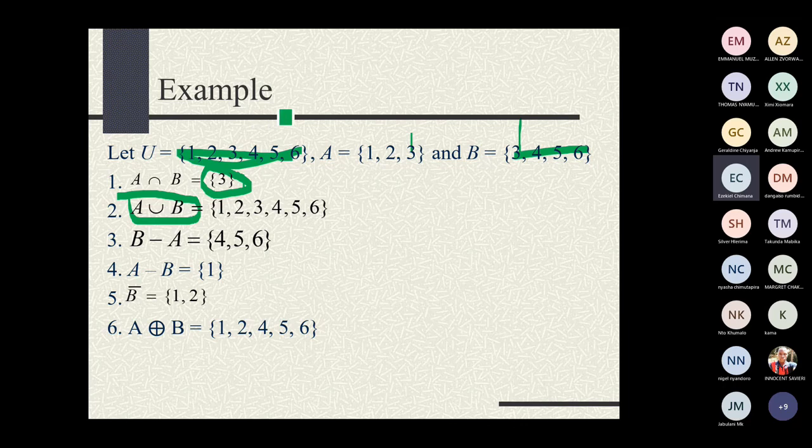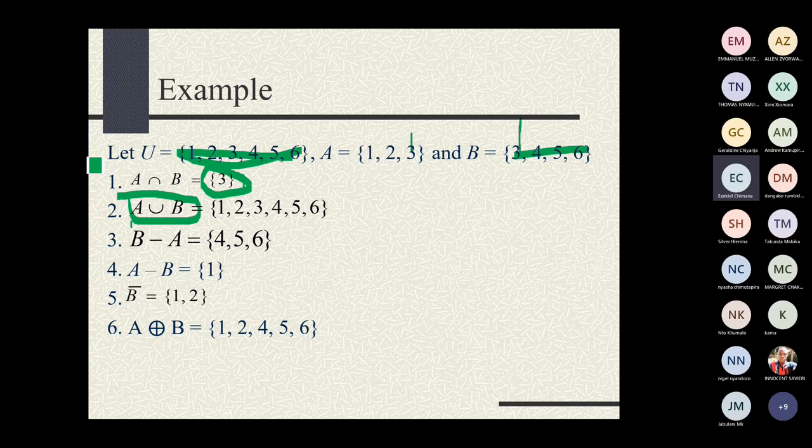So 1, 2, 3, then we've got 3, 4, 5, 6. But remember, this 3 is a repeating element, so you don't need to repeat it in your A union B. So it will be just like 1, 2, 3, 4, 5, 6, just like that.